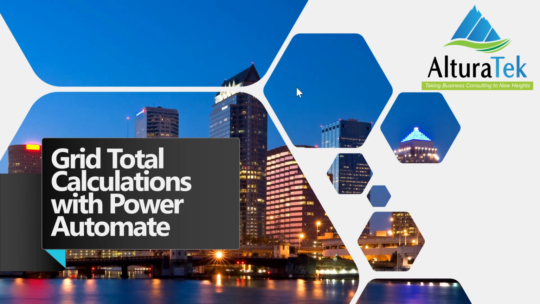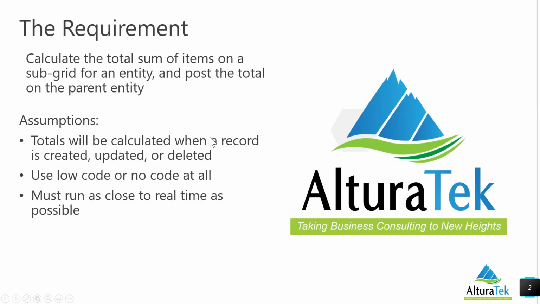Today we're going to be doing a video on how to use Power Automate to calculate totals on subgrid records. The requirement that we have is we have a parent entity that has a subgrid, kind of like the sales order entity with order products, same way of thinking. And how do we go ahead and calculate the totals of those subgrids if there's an amount field in it, and then post it into the parent record?